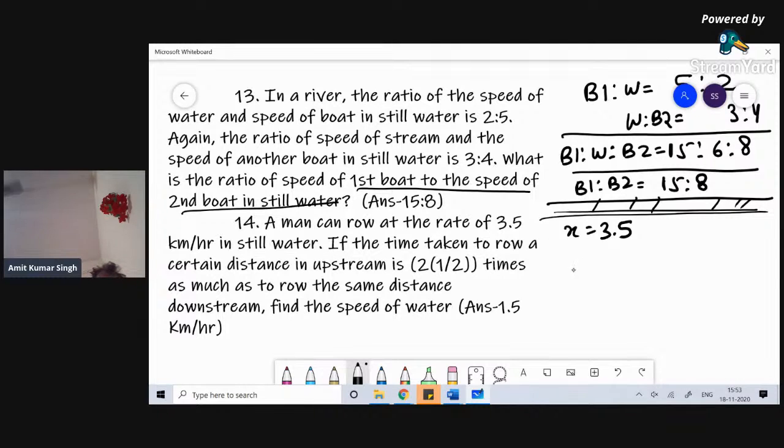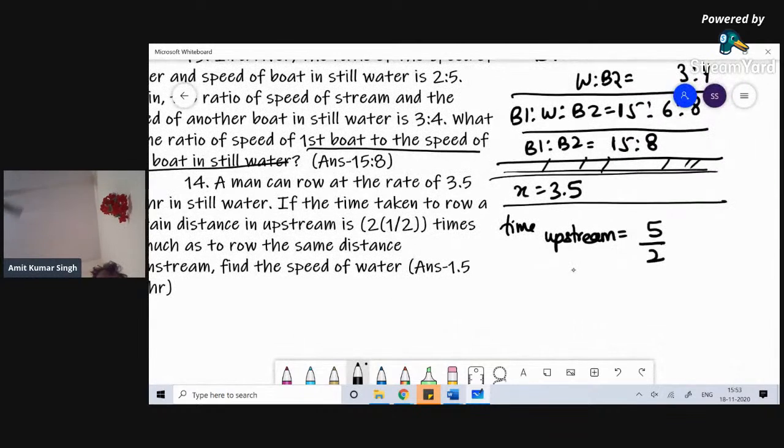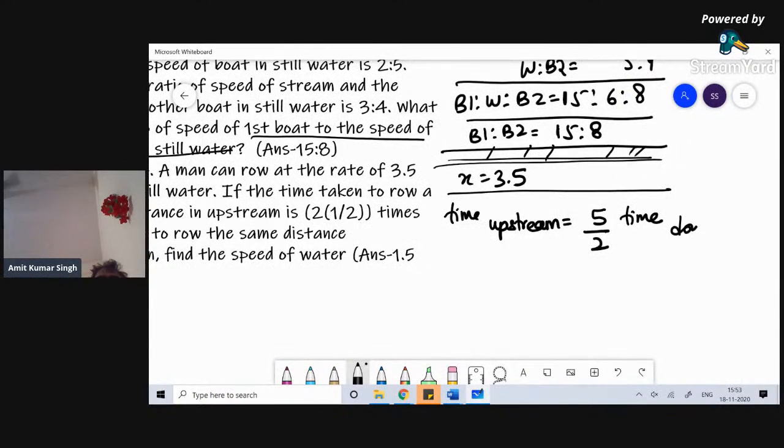So what is given in the problem is that the time you take upstream is 5 by 2 times the time you take downstream. The time you take upstream is 5 by 2 times of the time you will take downstream. This is given to you.